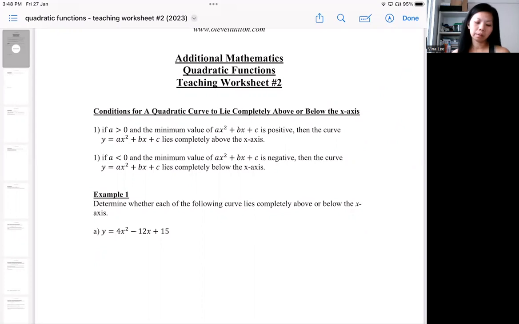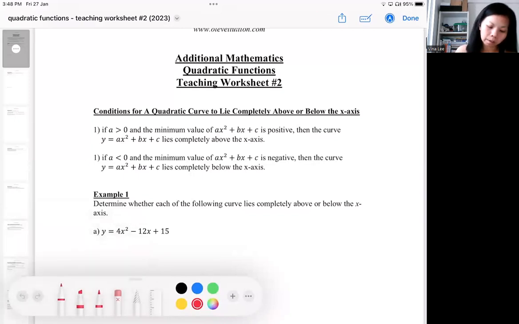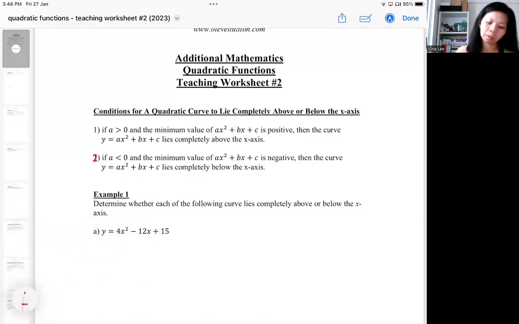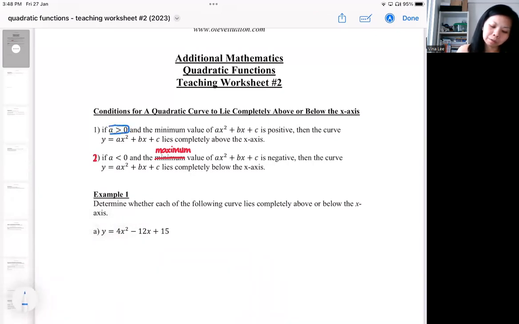Okay, so let's observe the condition. Before I do that, let's correct some typos. There's a little bit of typo that I need you to amend first. If you look at point number 1, when a is greater than 0, that is the indication that it will be a smile graph. So it will be a smile graph because of a greater than 0.